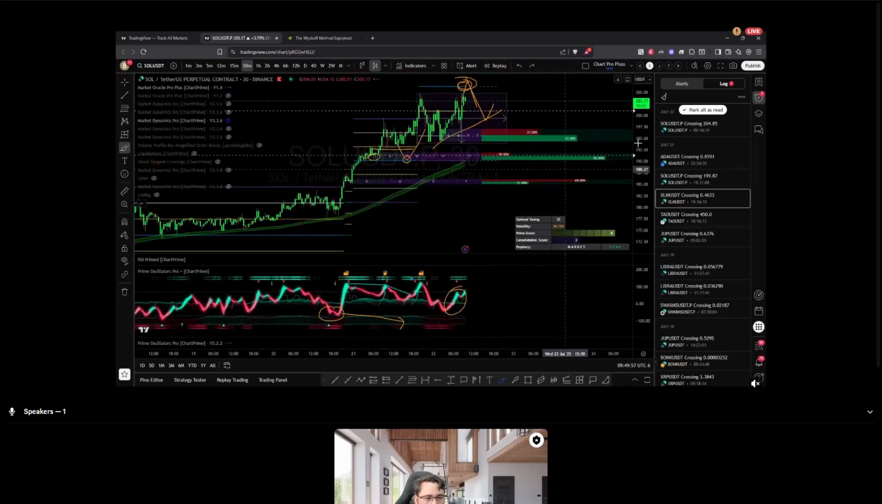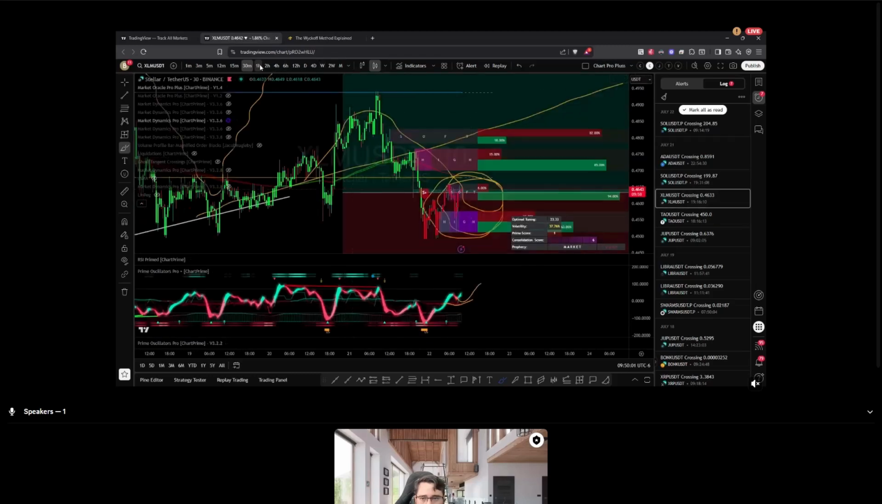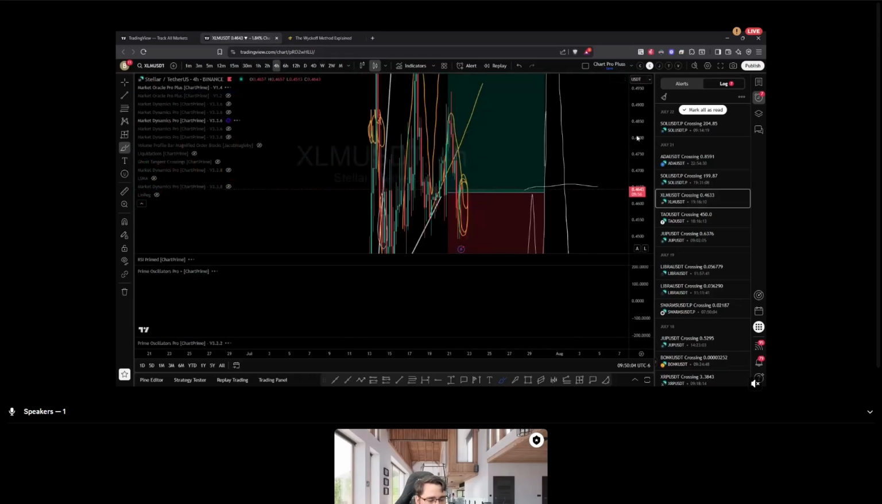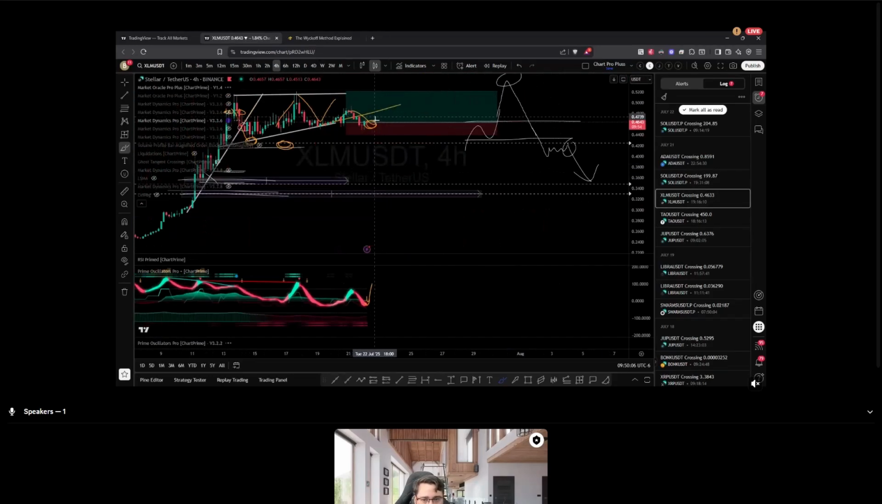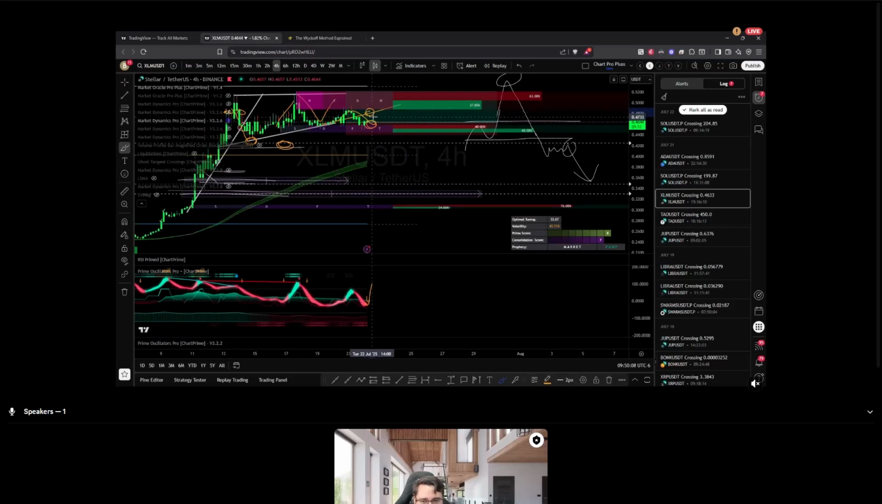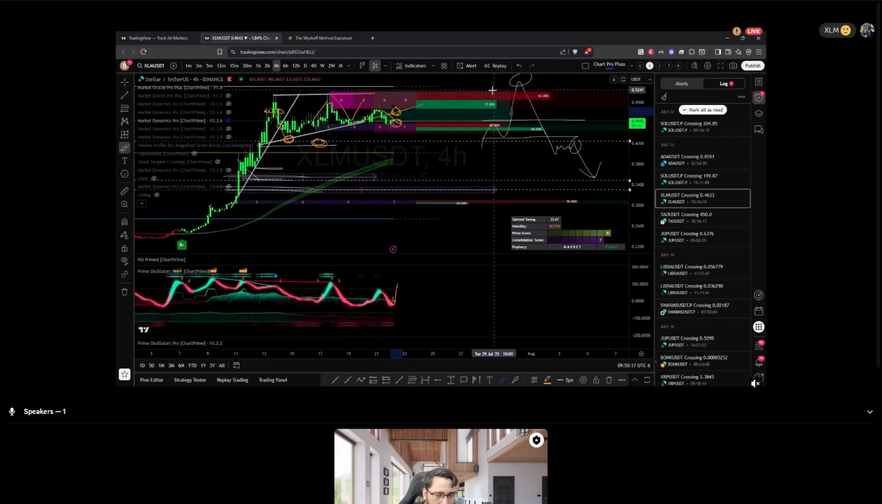Something important about the XLM trade, let me get back to it on the 4 hours. As long as I hit this area, somewhere around here, I'm going to move my stop to entry, take 50% out, and then wait to see what's going on, because look at that high order block. It's highly bearish.